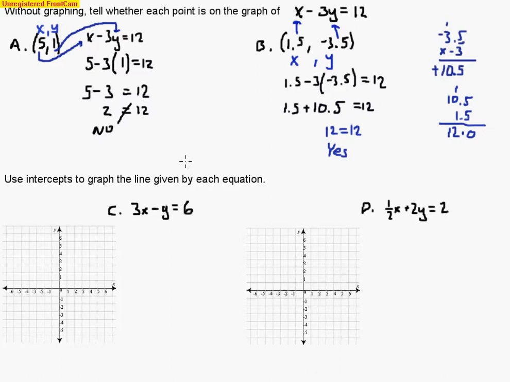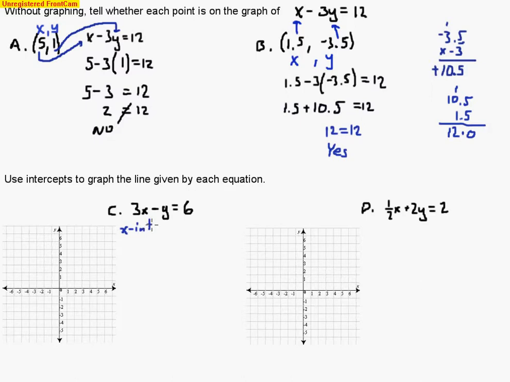Well, those are two of the types. Let's take a look at this other type here. The next set of directions says use intercepts to graph a line given by the equation. So here's our equation, and we're going to use x and y intercepts. Those are the intercepts they're talking about.